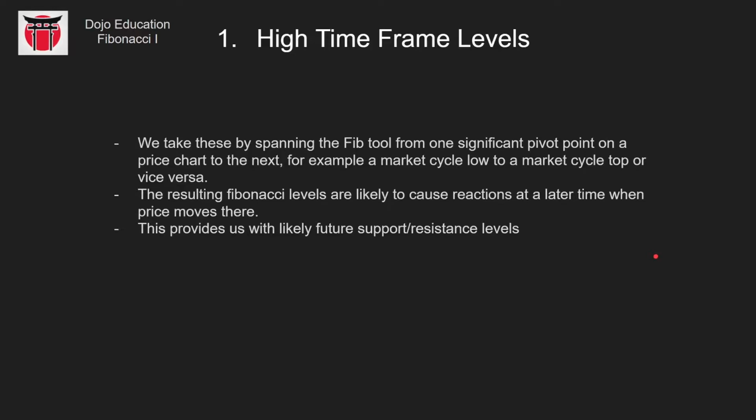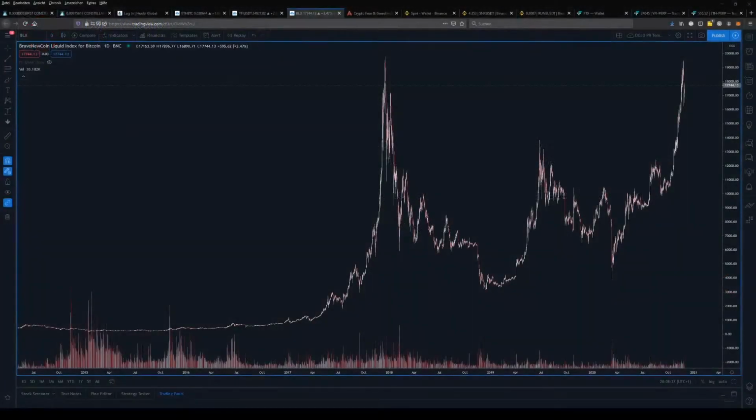High time frame levels. Let's get into it. We take these by spanning the fib tool from a pivot point to the next. And in the example I'm going to show you, this is going to be a market cycle low and a market cycle top. And the resulting fib levels are likely, at least that's our thesis, going to cause reactions later. So the idea here is, by measuring that whole move that the price made during a market cycle, we can find levels that are going to be important in future price action.